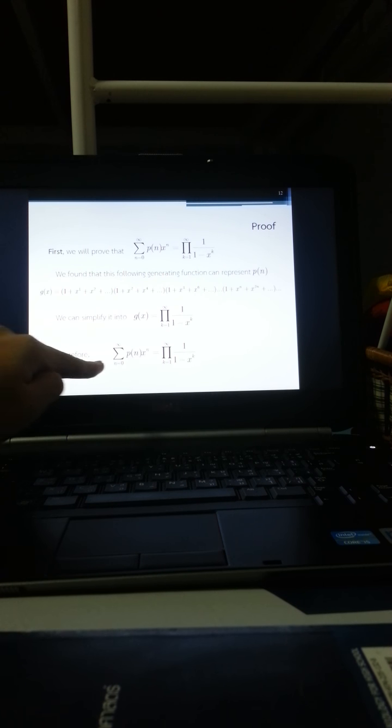We can summarize it into this form. Very complex, you see it. And the proof is, first we will prove Pn by rewriting it into generating function form. We found that this following generating function can represent Pn, so we can rewrite it into gx functions. Now we can combine two forms of it, and we got Pn is equal to this form.